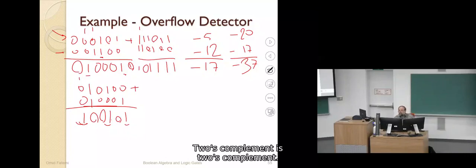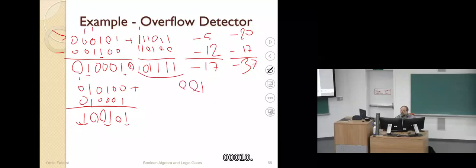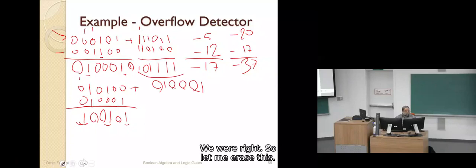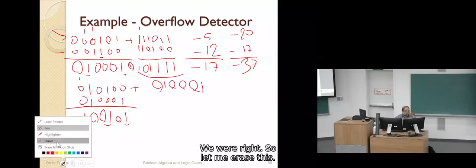Let's 2's complement this one. Starting from the right, keep the first one, and then negate everything. 0, 0, 0, 1, 0. What is that? This is 17. 16 plus 1, 17. So it was minus 17. We calculated it correctly. We were right. So let me erase this one.